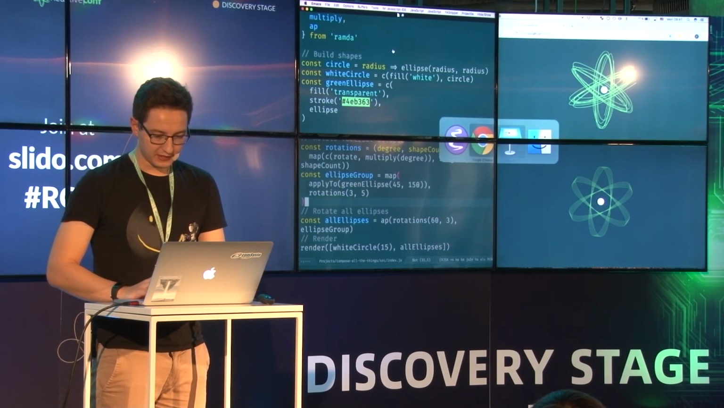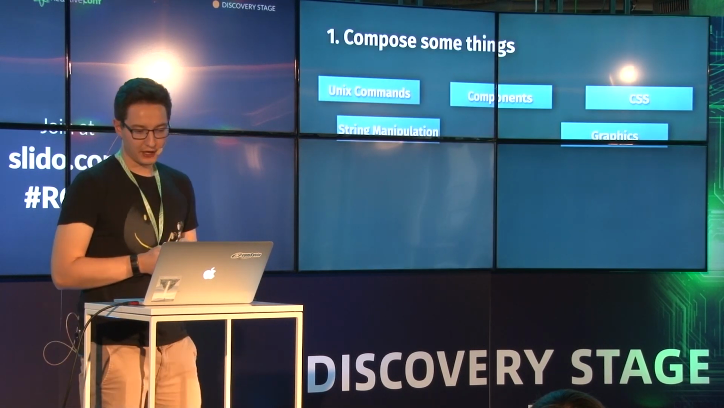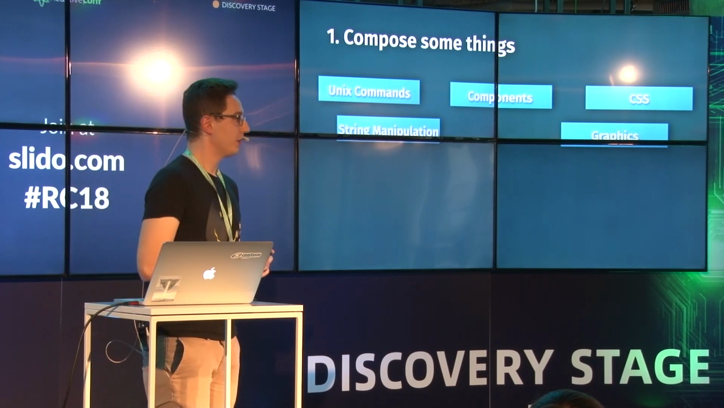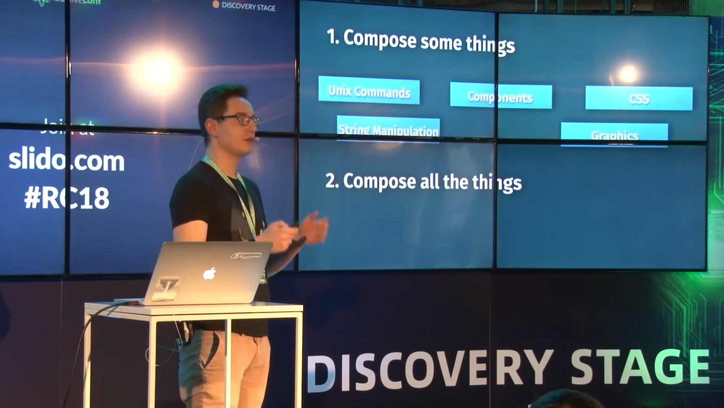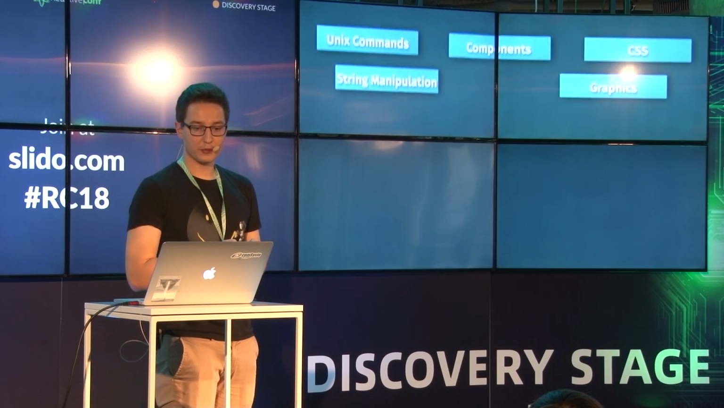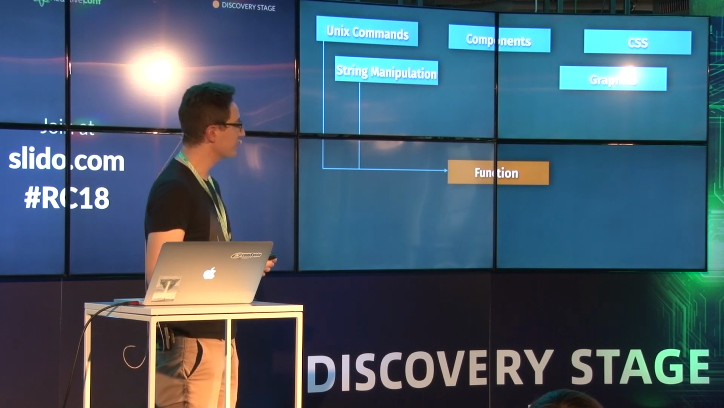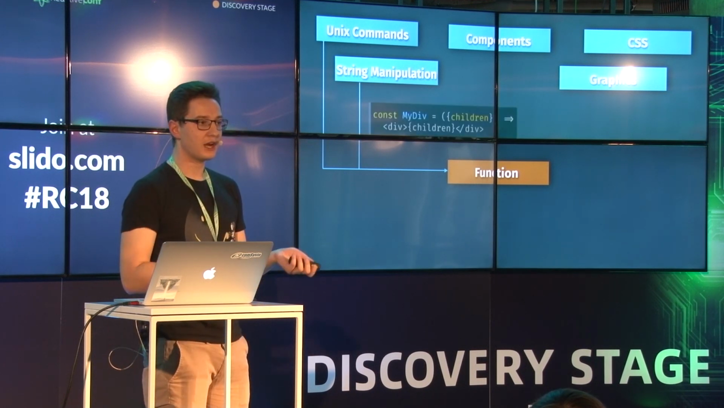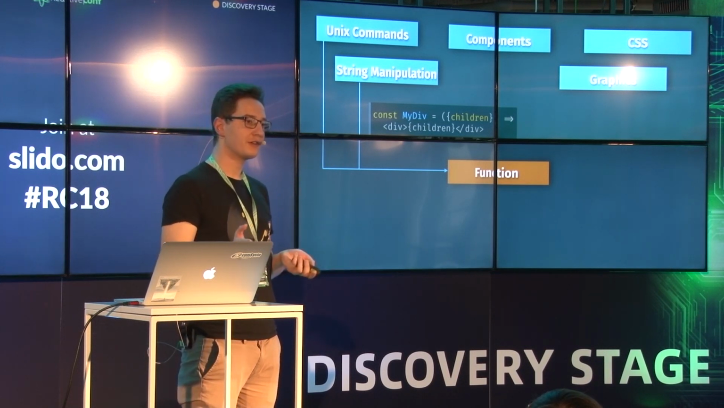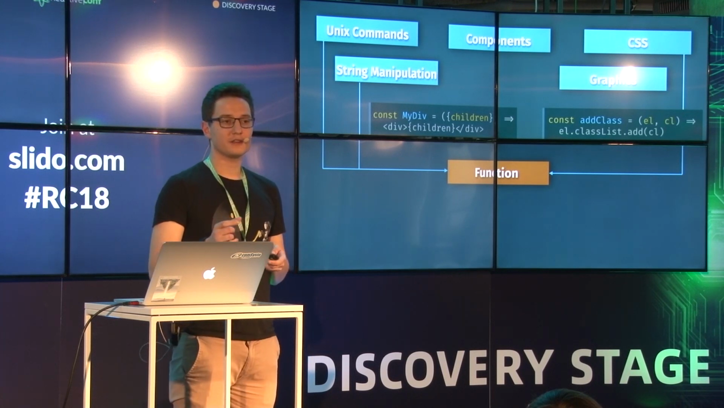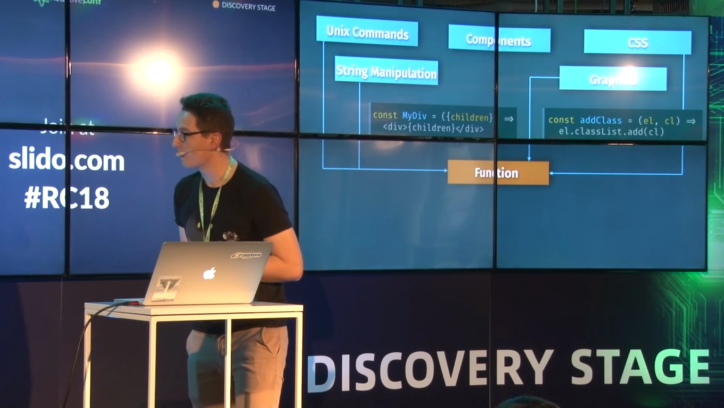But let's get back to the slide and see what we did so far. Until this time, we composed very different things. But our actual goal is to compose all the things. So we need to find a commonality between all these parts. And the commonality is, of course, the function. Because Unix commands are functions, string manipulations are functions, components, at least React components, can be written as a function component. CSS class names are not really functions, but you can write a function that applies a class name to an element. And all these graphics primitives I showed you were functions too.